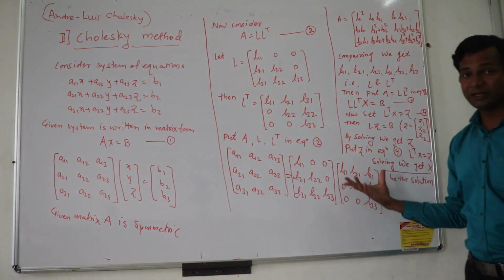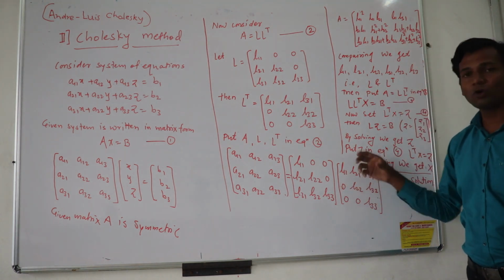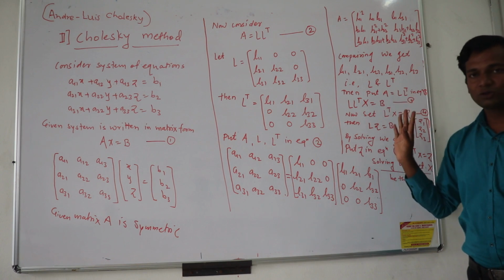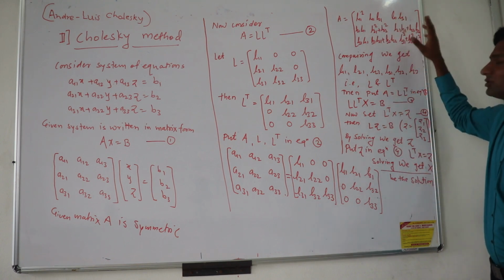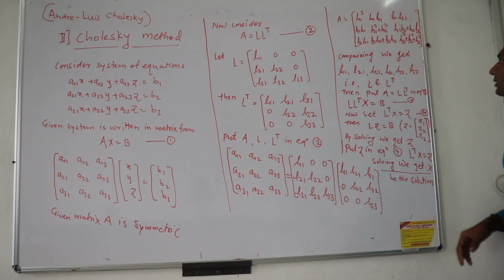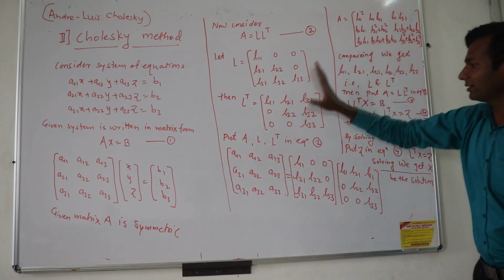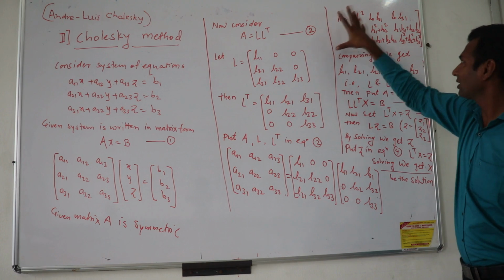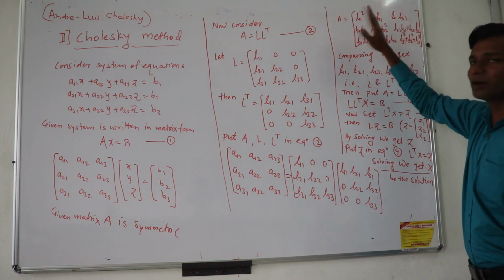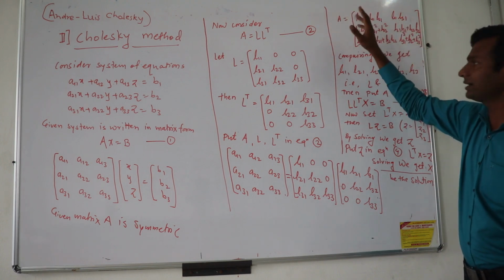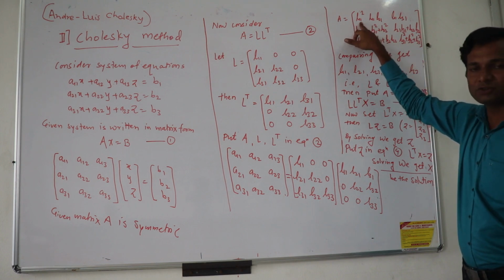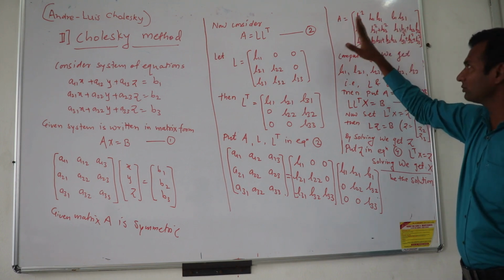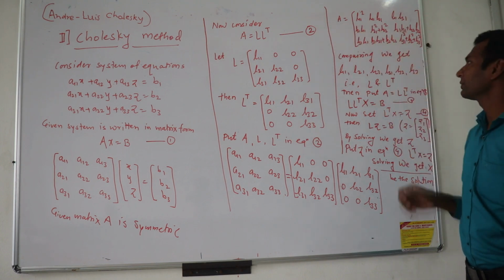Now this will be the multiplication part, and this is common for all examples of the Cholesky method. This multiplication is common. Now comparing this, we have the matrix A already. There are 9 elements here, a 3 by 3 matrix, and this is also a 3 by 3 matrix. We have to compare these elements one to one. That is, the first element is compared with the first, the second element with the second, because the two matrices are the same.